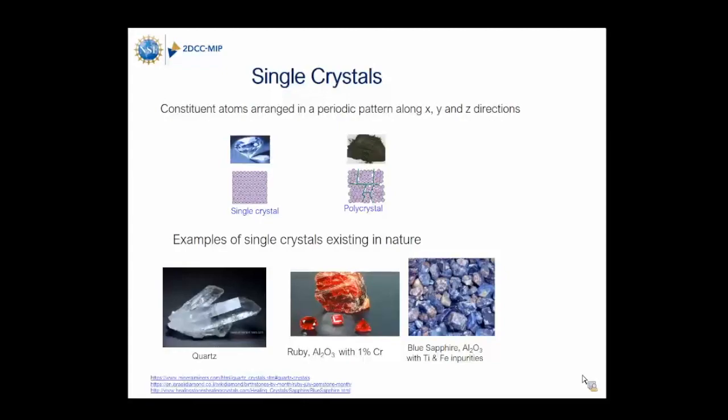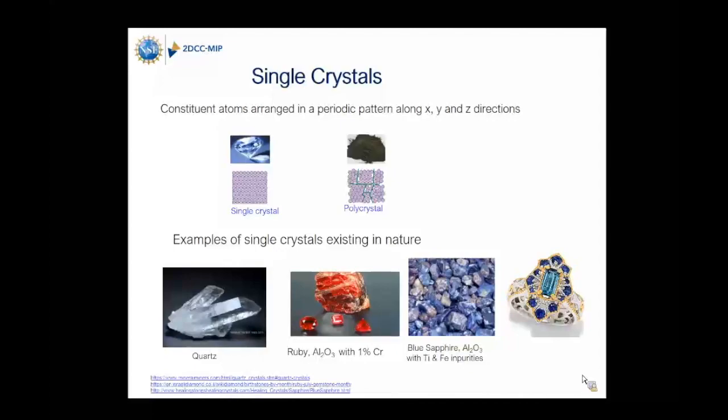Single crystals exist in nature. They can be grown in the lab, and also you can find them in nature. Here are some examples, like quartz, ruby, which is aluminum oxide doped by chromium, or blue sapphire, which is also aluminum oxide with different impurities. These natural crystals are good for making jewelry, and diamond is very expensive. You know that.